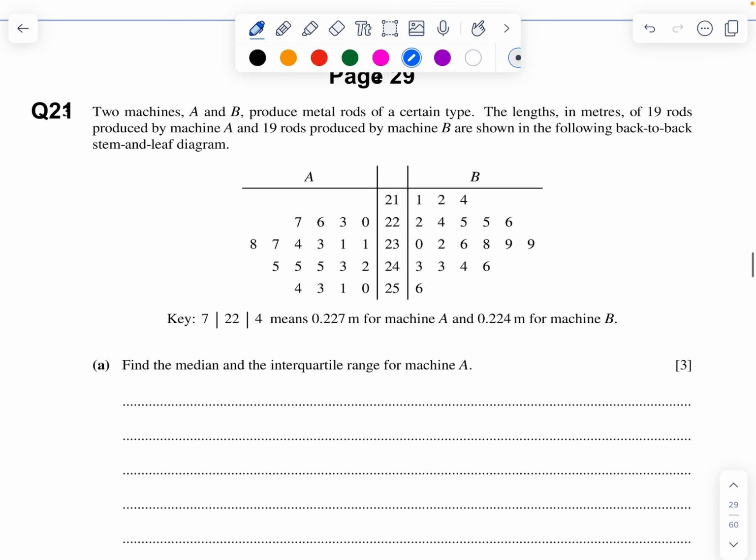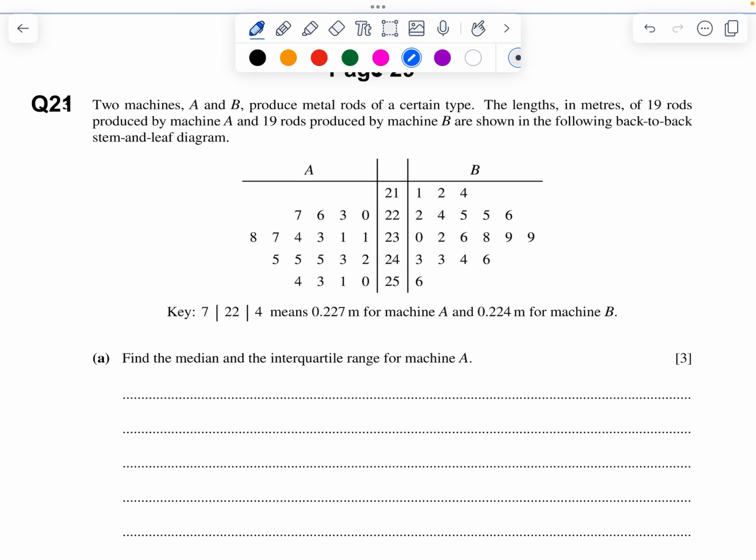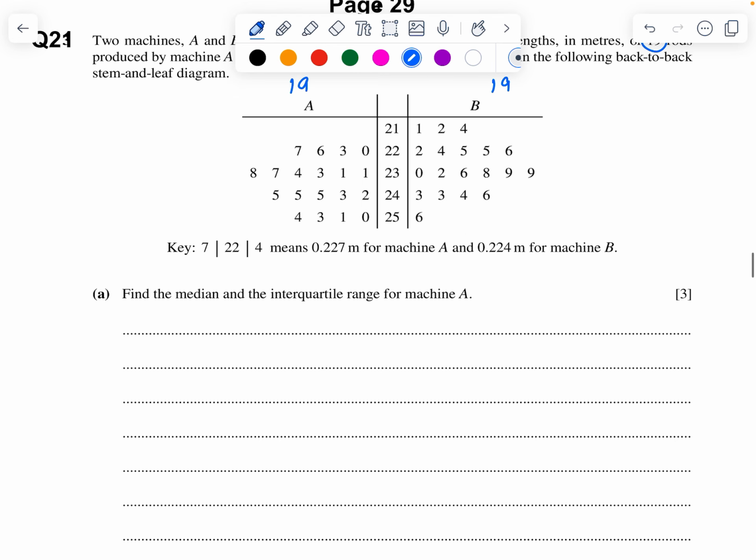Now coming to the next question. Two machines A and B produce metal rods of a certain type. The lengths of 19 rods from A and 19 rods from B are shown in a back-to-back stem and leaf diagram. 7|22|4 means 0.227 for A and 0.224 for B. Find the median and interquartile range for A.